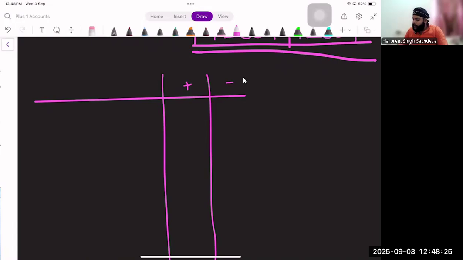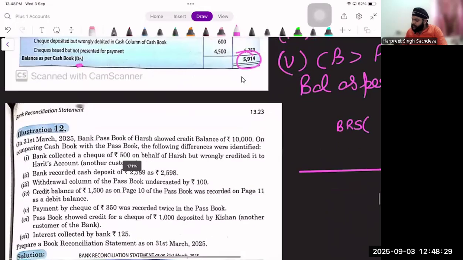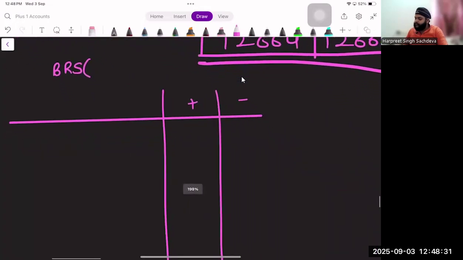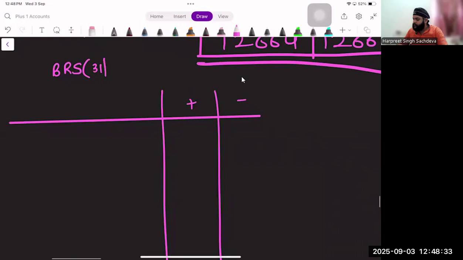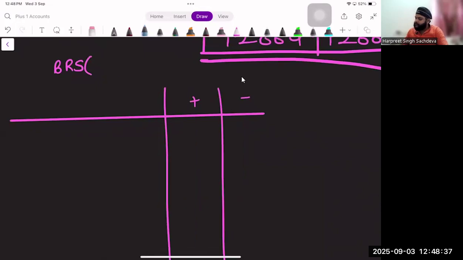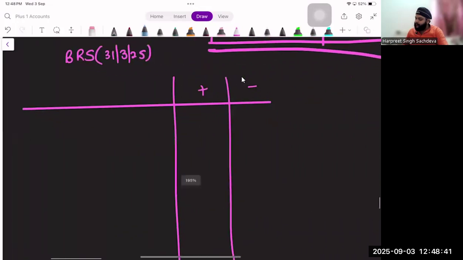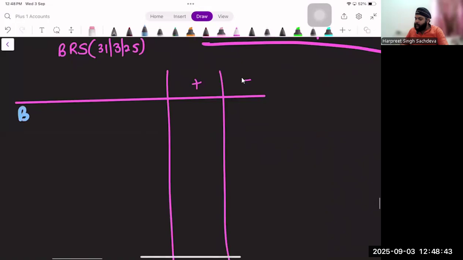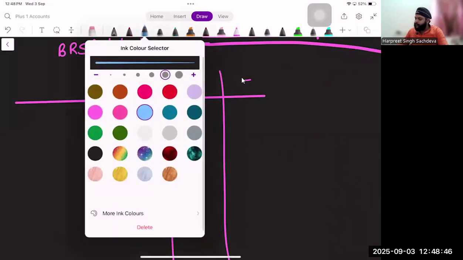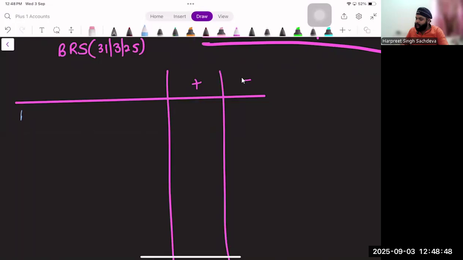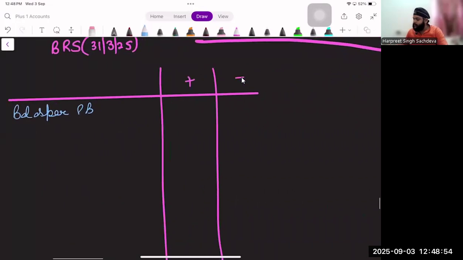So we will make the BRS. Okay. You will solve with proper format. BRS is on 31st March 25. Now, the starting balance is 10,000. So we'll write balance as per passbook. Yes or no? Balance as per passbook. Now we'll speed up in the question. The balance is 10,000.